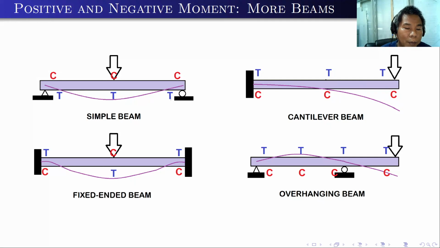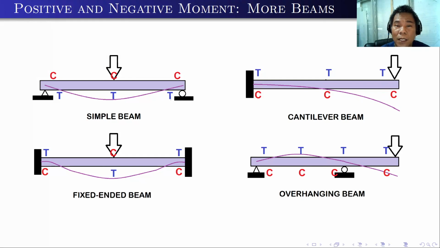But for a fixed-ended beam, that would be different, because you have a fixed support at both sides, so the moment diagram will change. Here, it's very important to know the moment diagram, because by just looking at the figure, it would be difficult for you to discern the curvature or the elastic curve. So you can use the moment diagram.